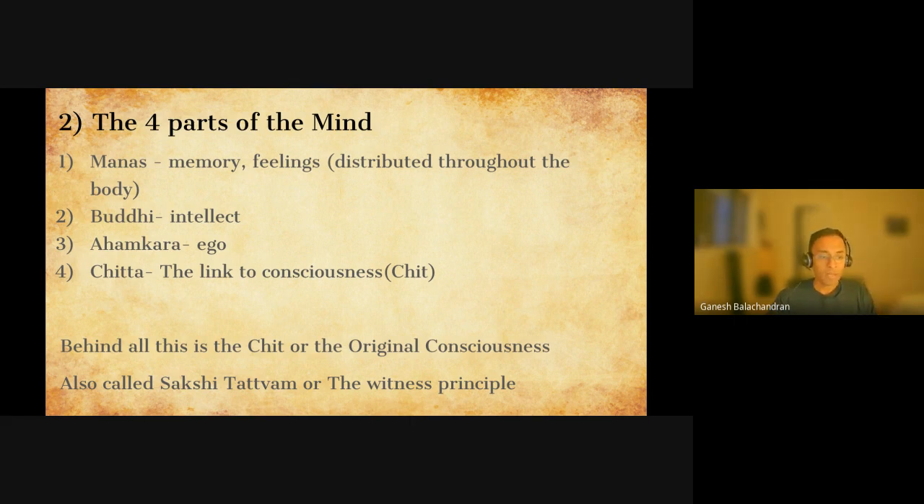This is the intellect. Then there is the ahamkara, which is the ego. And finally, there is the chitta. This is what we're going to cover in detail in this presentation. The chitta is a link to consciousness. Chit iva bhavayati chittam. So it acts as though it is like the chit, and we'll cover all these terms. And behind all these four portions, there is what is called the chit or the atma. It is the original consciousness. It is also called Sakshi Tattvam, which means the witness principle.